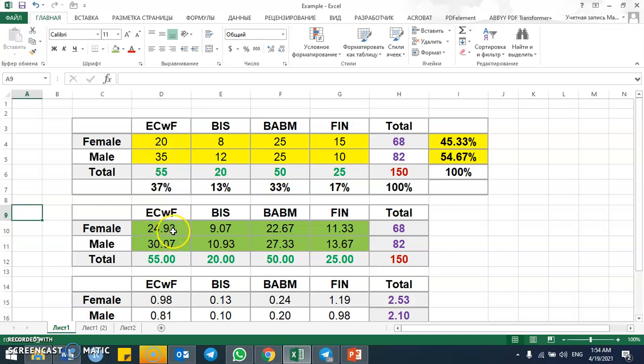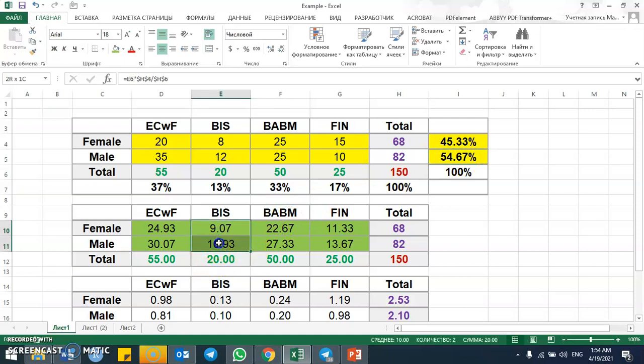In other words, 2493 females in the economics with finance against the 207 males in the economics with finance, and so on and so forth. With respect to the BIS, the total number of students is 20, and then 20 multiplied by the 4533, which is the proportion of females, gives us 907. And this 10.93 is the fraction of males multiplied by 20.